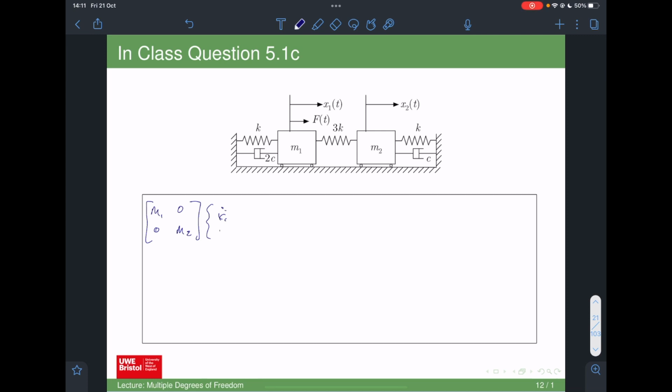X1 double dot, X2 double dot. So we've got just 2C connected to mass 1 and C connected to mass 2, but there's nothing between mass 1 and mass 2. So the damping matrix is uncoupled. X1 dot, X2 dot.